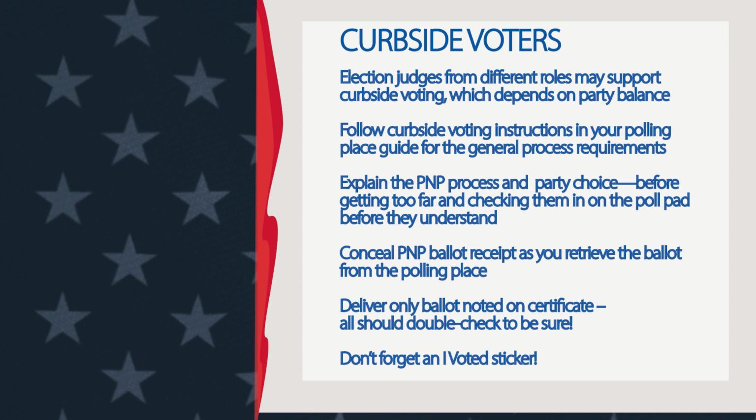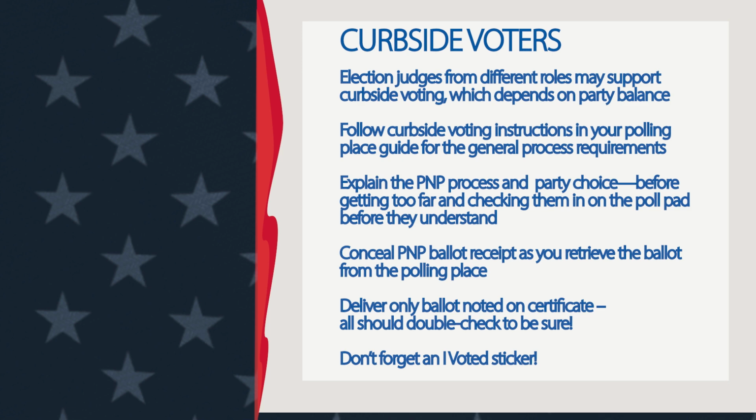Challengers. The only action an authorized challenger may take is to contest a voter's eligibility. Suspicion is not a basis for making a challenge. The challenger must personally know that a person is not eligible to vote for a specific reason. During the PNP, a challenger cannot challenge a party choice or make a list of voters.